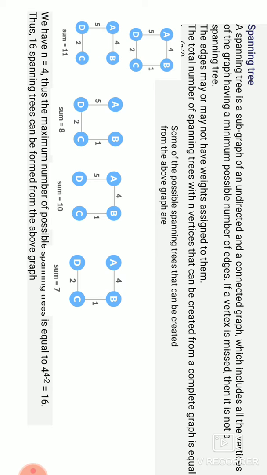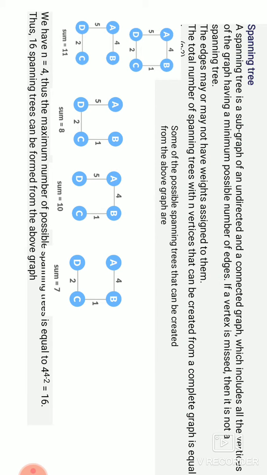So this is about spanning subgraph. The question was, why do we call it a tree? What is the definition of a tree? A tree is a graph which doesn't have a cycle. Since our spanning graph doesn't have a cycle, we can also call it a spanning tree. So the spanning tree and spanning subgraph will be called interchangeably. They mean one and the same.